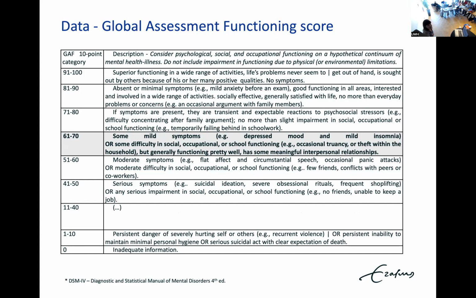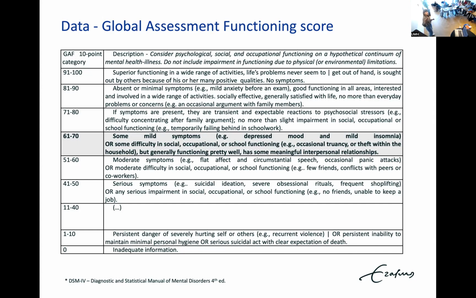But in any case, for example, this category here should be someone with some mild symptoms, or some difficulty in social, occupational, school functioning. So they cover the three simultaneously, but generally functioning pretty well, and with some meaningful interpersonal relationships. If we come to the bottom here, 1 to 10, will be someone in persistent danger of severely hurting self or others, or persistent inability to maintain minimal personal hygiene, or serious suicidal act, or with clear expectations of death.